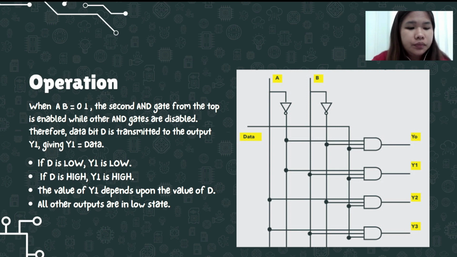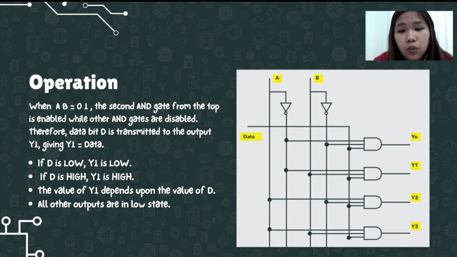Then the input bit is labeled as data D. This data bit is transmitted to the selected output line, which depends on the values of A and B, the control or select inputs. When A, B equals 0, 1, the second AND gate from the top is enabled while the other AND gates are disabled. Therefore, data bit D is transmitted to the output Y1, giving Y1 equals D.